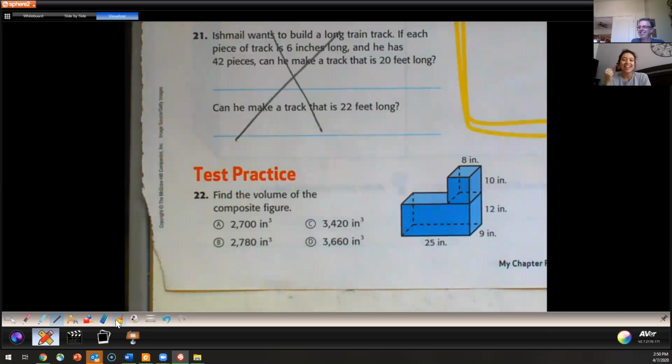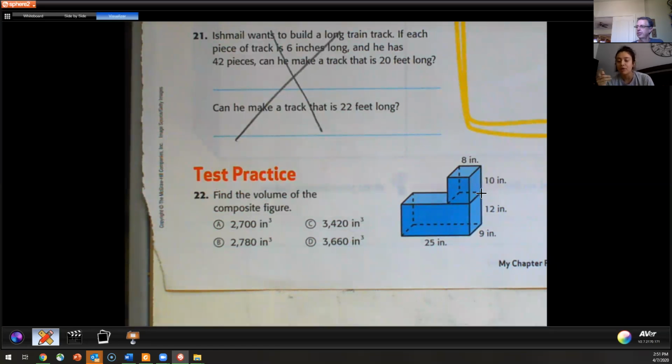So let's go ahead and take a look at number 22. It says, find the volume of the composite figure. Now, a composite figure, boys and girls, is just a figure where there are two shapes combined. So you will see that there is a bigger rectangular prism on the bottom and then a small cube on the top. And these together make a composite figure.